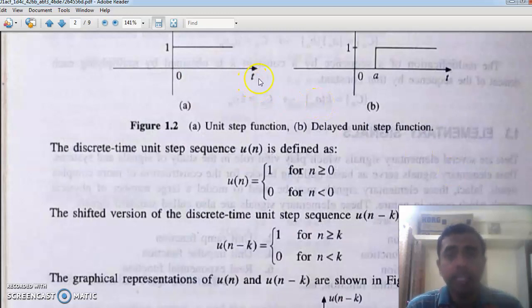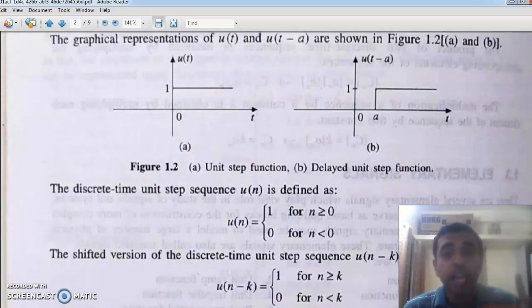See, for t tends to infinity, this magnitude remains the same. So that is an infinite sequence. So naturally, we have to identify the starting point of u of t. So how can you identify that?